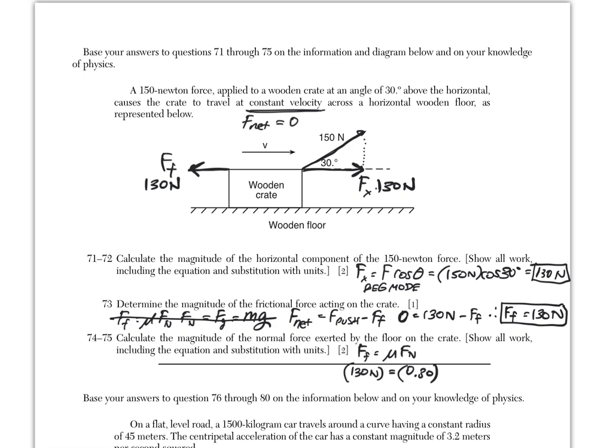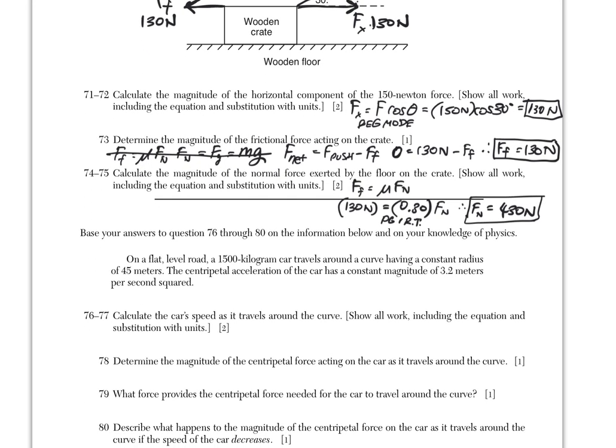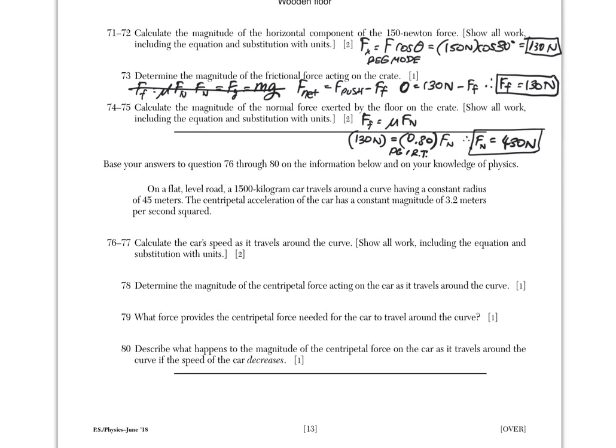I believe the coefficients of friction are on page 1 of the ref tab. And if I divide both sides by 0.3, I get 430 newtons for my normal force. Of course, this is error carried forward from number 73. All right, let's keep going. We're getting close to the end.